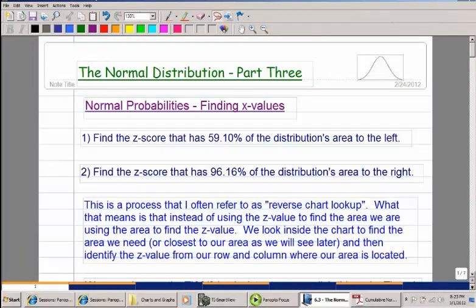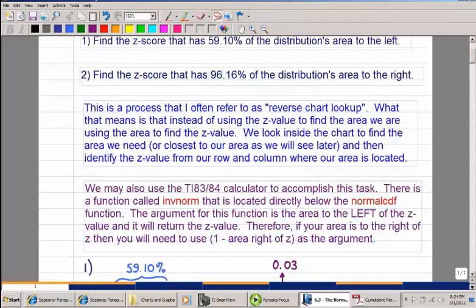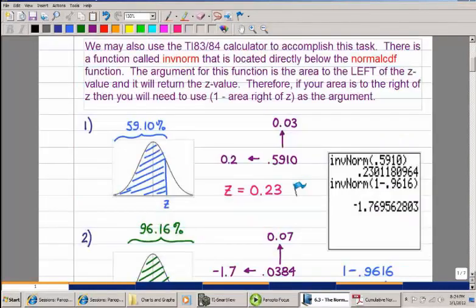So the first thing we're going to look at is the process of knowing the area and finding the z-score, which, as I mentioned in the blue paragraph, I refer to as a reverse chart lookup. In other words, we're going to go inside the chart, find the area, and then see what z that corresponds to. Now, these first two examples I'm going to cover fit exactly on the normal curve, but not every problem will fit like that. We'll see how that comes about, and we'll generally choose the closest one to it. So the first one says we're going to find a z-score that has 59.1% of its distribution to the left.